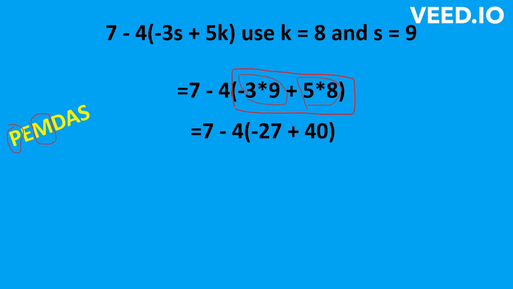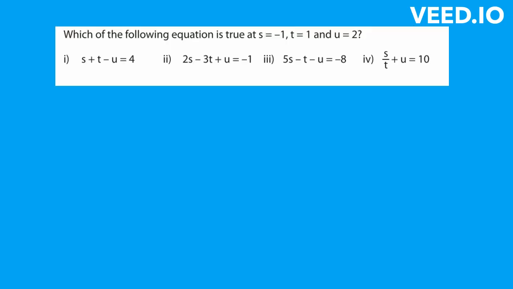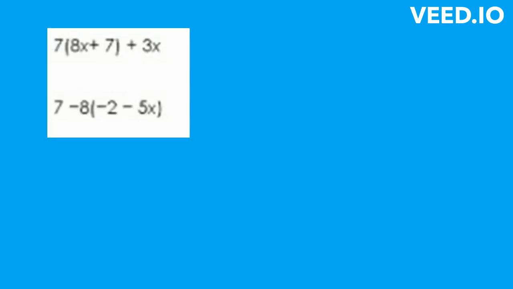So the parenthesis is still not done. We have minus 27 and plus 40. Let's finish the parenthesis first. So that's done. Then we need to do multiplication first. That is 4 times 13. So this is the final answer, and we have one more question here. This is left for your practice.